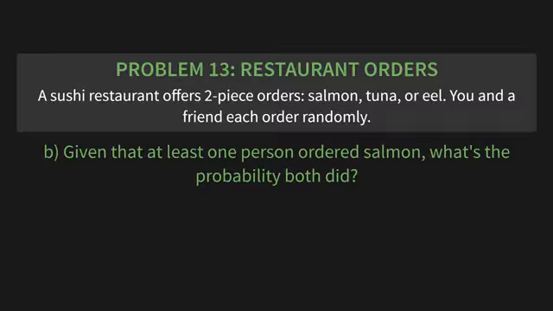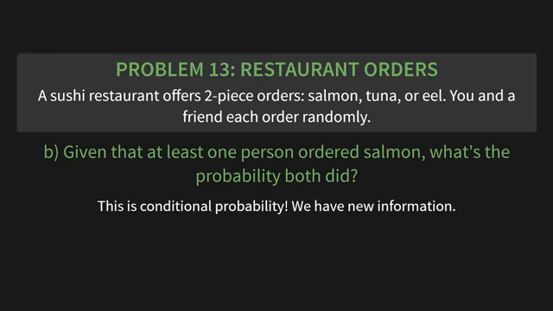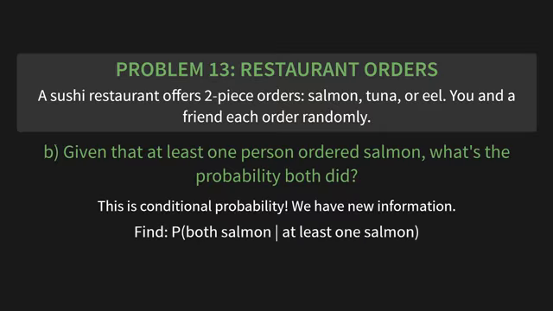Now here's where it gets interesting. Suppose the waiter comes by and says, I see at least one of you ordered salmon. Given this new information, what's the probability you both ordered salmon? This changes everything. We now have conditional probability. We're working with new information.